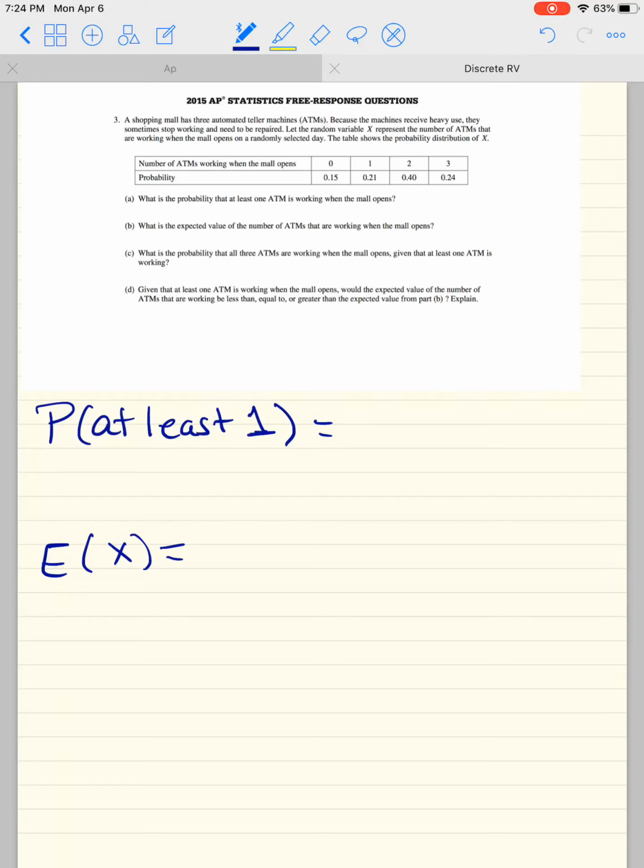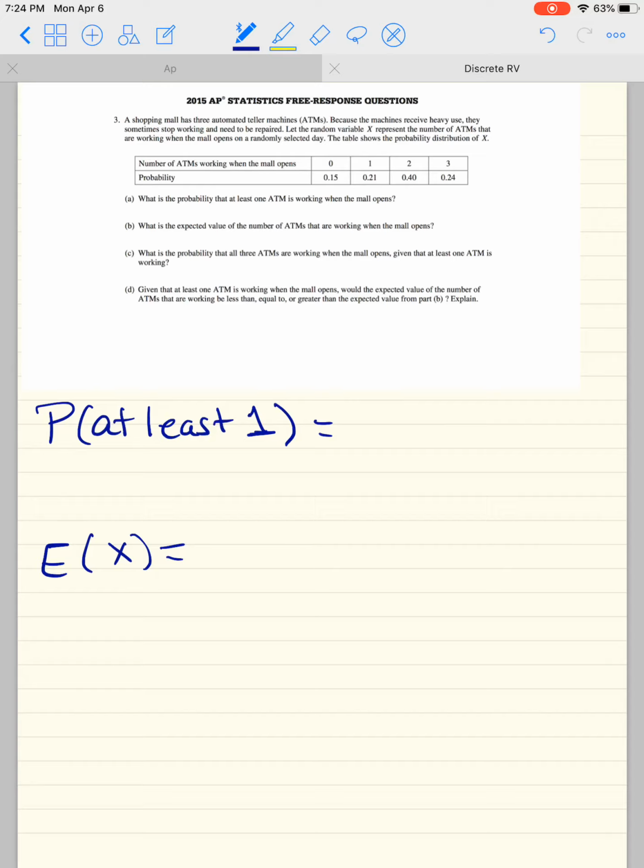Hey guys, in this video I'm going to show you how to solve the 2015 free response problem number 3. So let's talk about it for a minute. I'm sure everybody had a chance to read it, but we'll just really quickly read it again. A shopping mall has 3 automated teller machines, or ATMs. Because the machines receive heavy use, they sometimes stop working and they need to be repaired. We're going to let the random variable x represent the number of ATMs that are working when the mall opens.